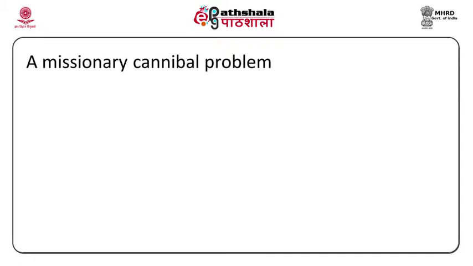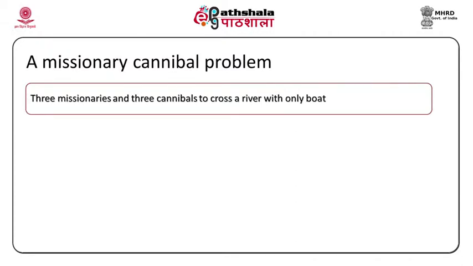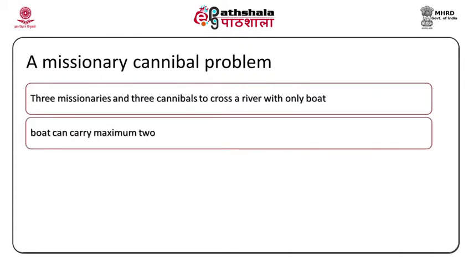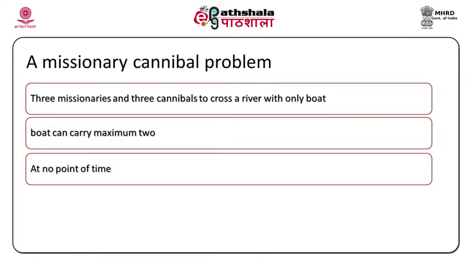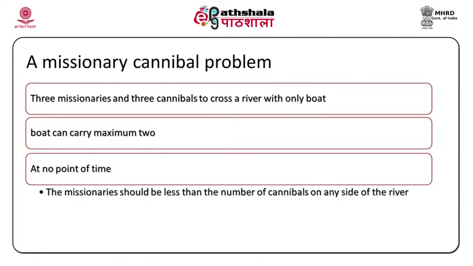We are going to look at a problem called the missionary cannibal problem. Here we have 3 missionaries and 3 cannibals on one side of a river, and there is only one boat available which can carry only 2 people across. Everybody can row the boat, so it is not a question of who can. The requirement is that at no point of time can the number of cannibals be more than the number of missionaries on any bank of the river. If so, they are going to eat the missionaries, and we do not want that. This is the problem.